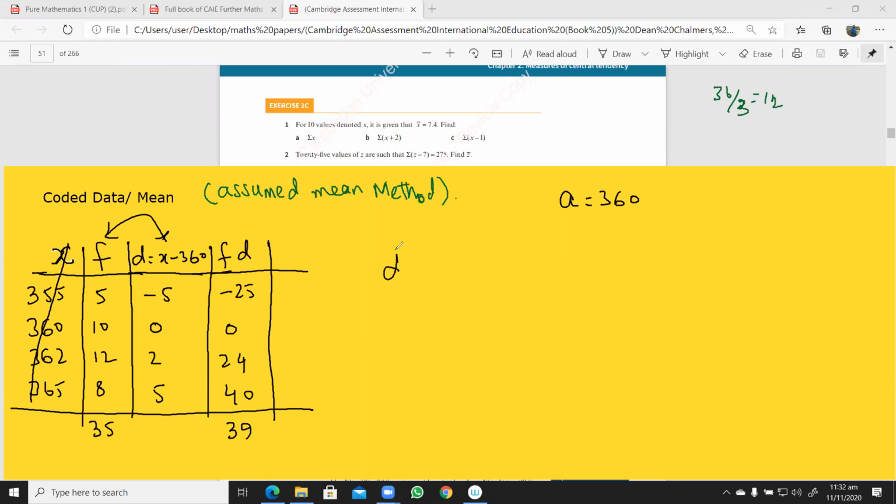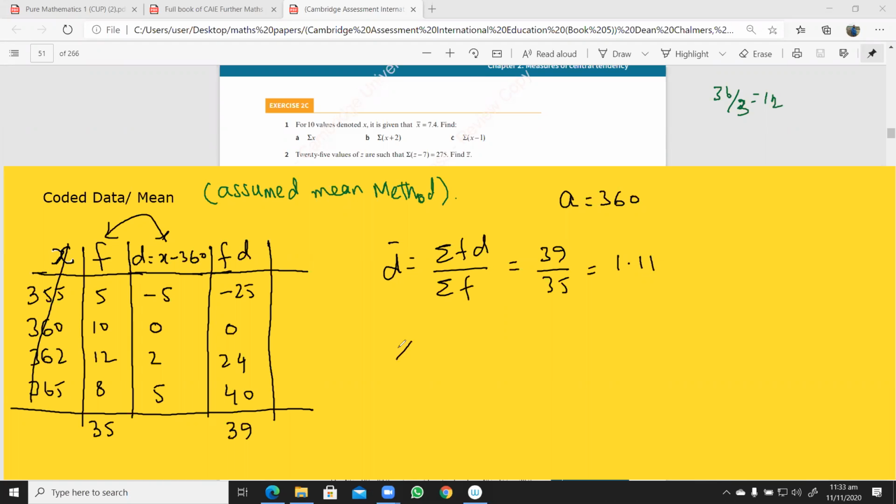Now the mean deviation is going to be sigma FD over sigma F. So this is going to be 39 over 35. Can you please tell me through the calculator, 39 over 35, 1.0 something. What is this? 1.11. Okay, thank you. God bless you.